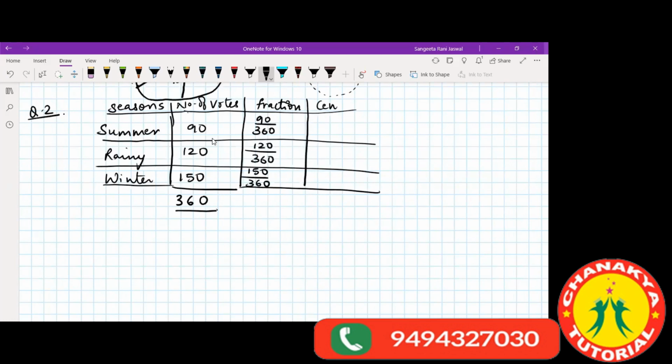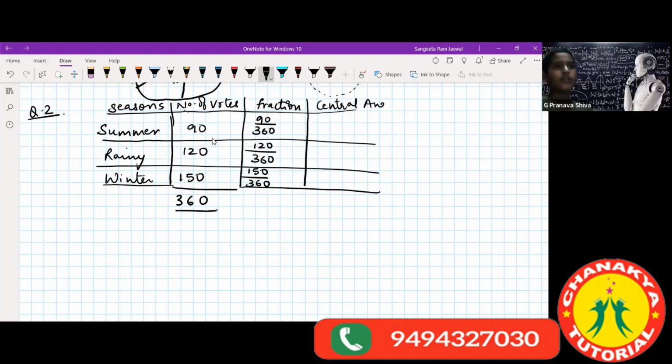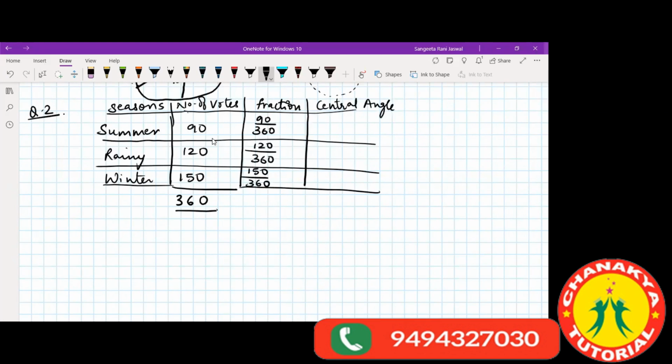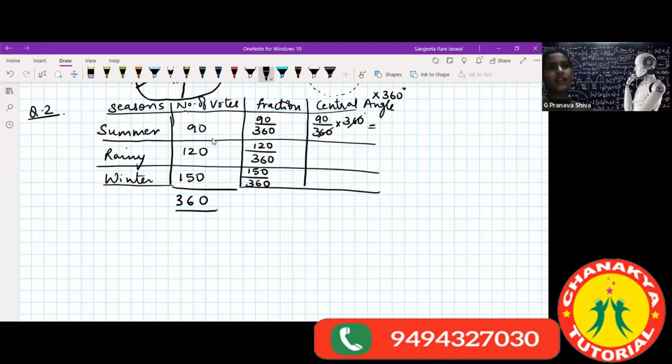Okay, the next thing is to find the central angle. I'm getting this 120 degrees and 150 degrees. Central angle we get when we multiply by 360. What do we multiply by 360? The fraction. Okay, so we will multiply this fraction by 360. So 360, 360 can be cancelled.